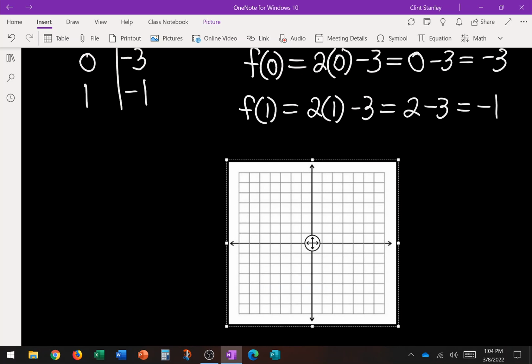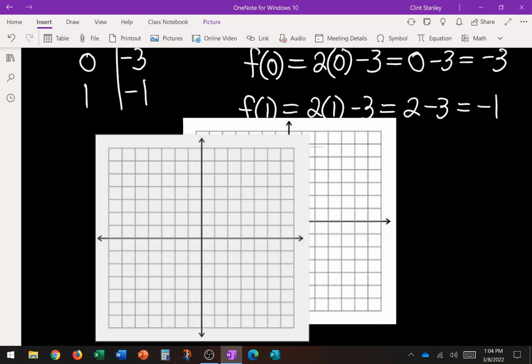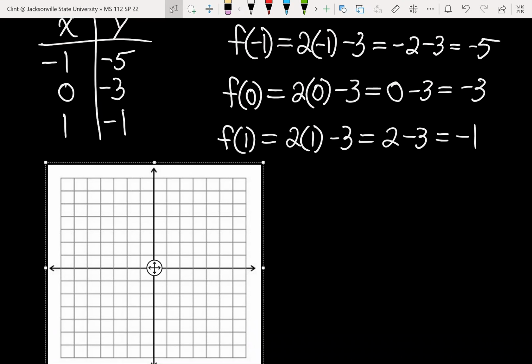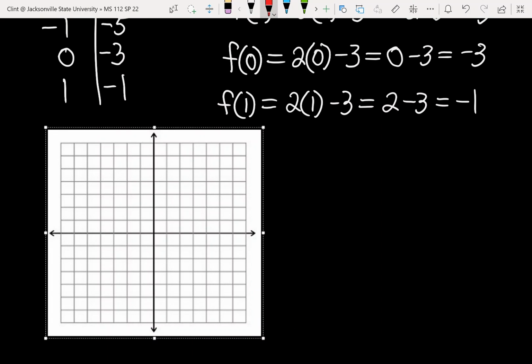And so putting this one in, let's see, we've got the point -1, -5. So I'm going to go to the left 1 and down 5. 1, 2, 3, 4, 5. At the point 0, -3. So down 3, 1, 2, 3. And then the point 1, -1. That point right there.